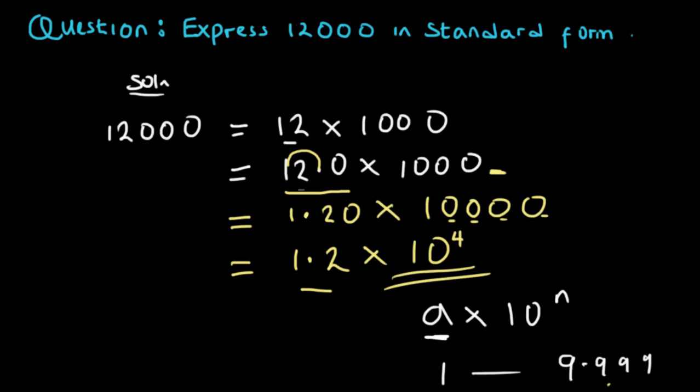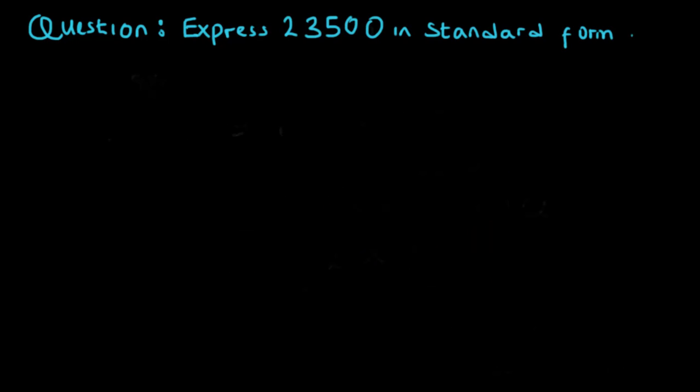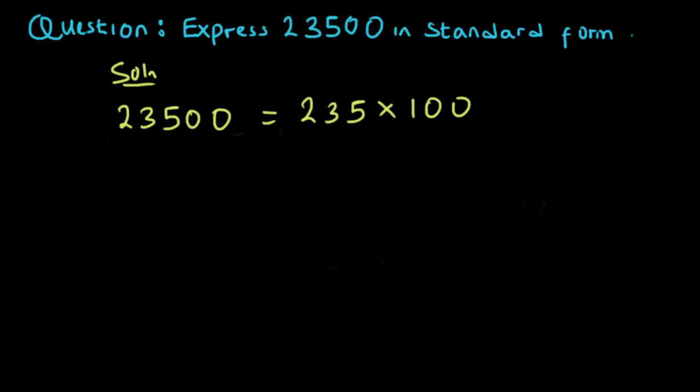Let's take another question. So we have, express 23500 in standard form. So we have 23500. We want to express it in standard form. Now 23500 has 2 zeros, so we'll be having 235 times 100. I hope you understand. And this is the same thing as 235.0 times 100.